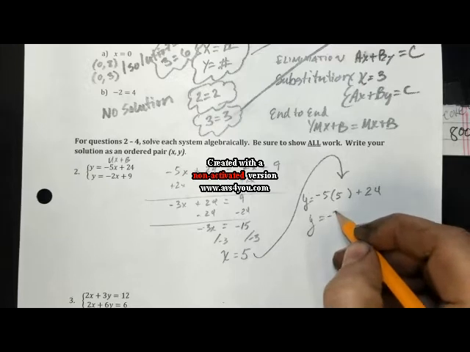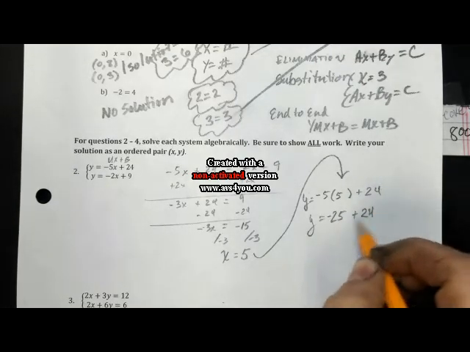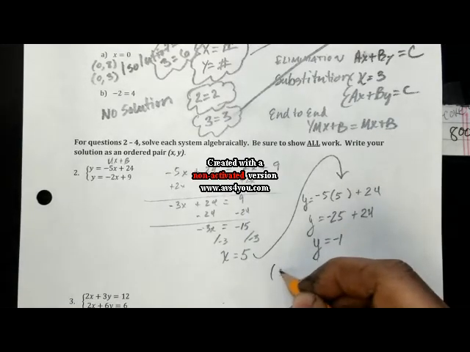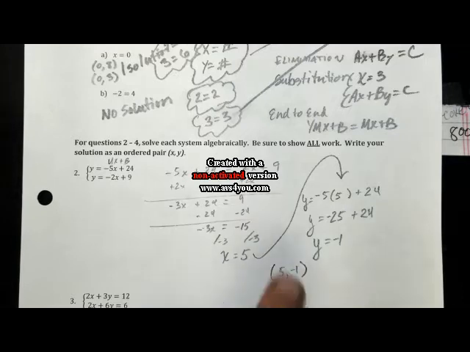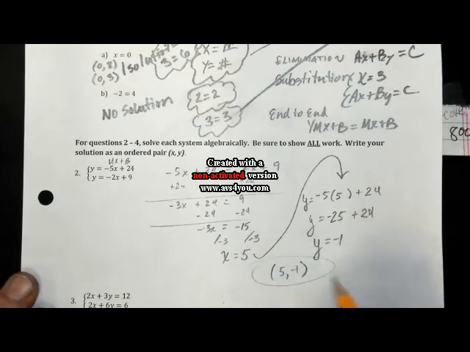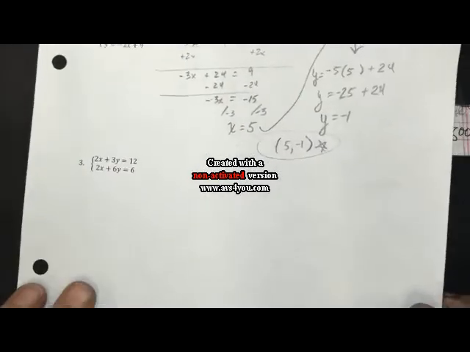5 times 5, we have -25 plus 24. When you combine these like terms, y equals -1. So my solution is 5, -1. If we graphed these two equations, they would cross at that point. Be sure on the test, circle, highlight, underline, make sure your answer is clear and show all the work.